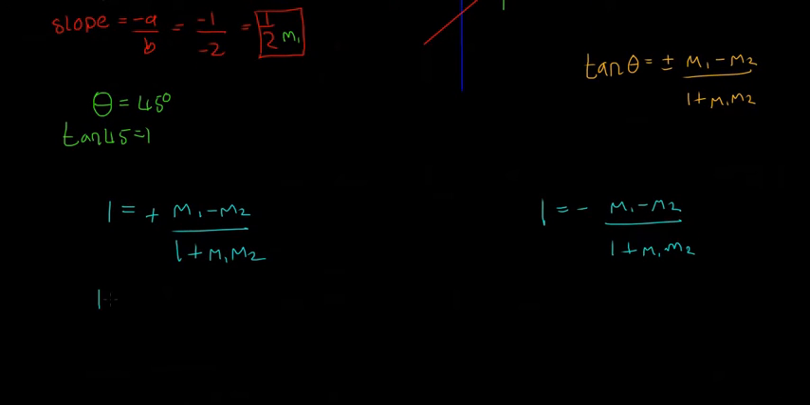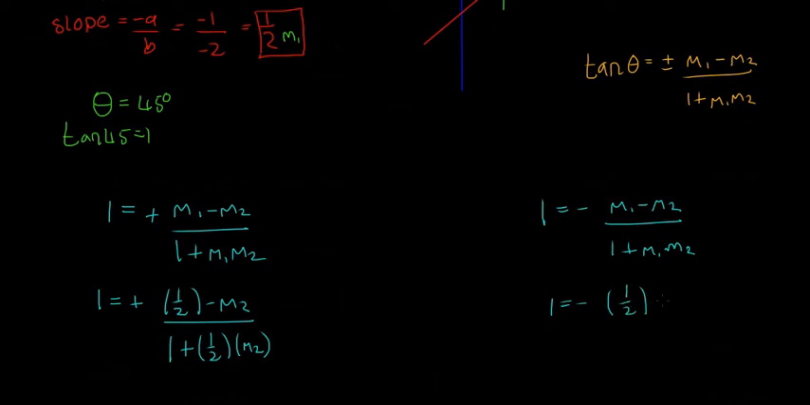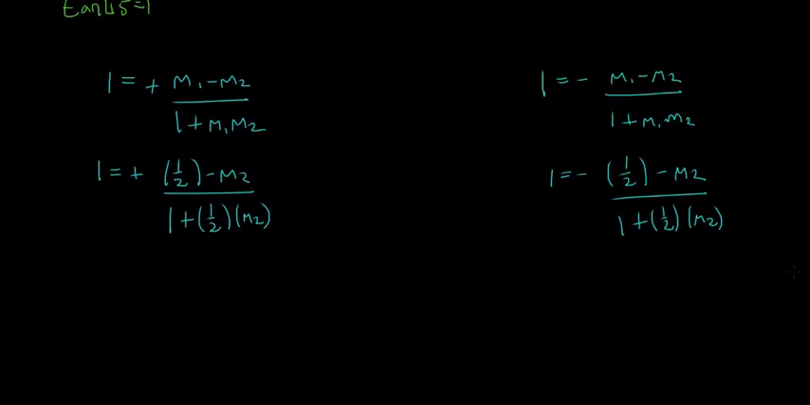So that's going to be 1 is equal to plus a half minus m2, so we're going to keep it as m2 because that's what we're looking for, plus 1 over a half multiplied by m2. This is going to be 1 is equal to minus, I'm going to keep a bracket around this, a half minus m2 again, and 1 plus a half by m2. Perfect. So now let's just work through this and hopefully we can solve our m2s.